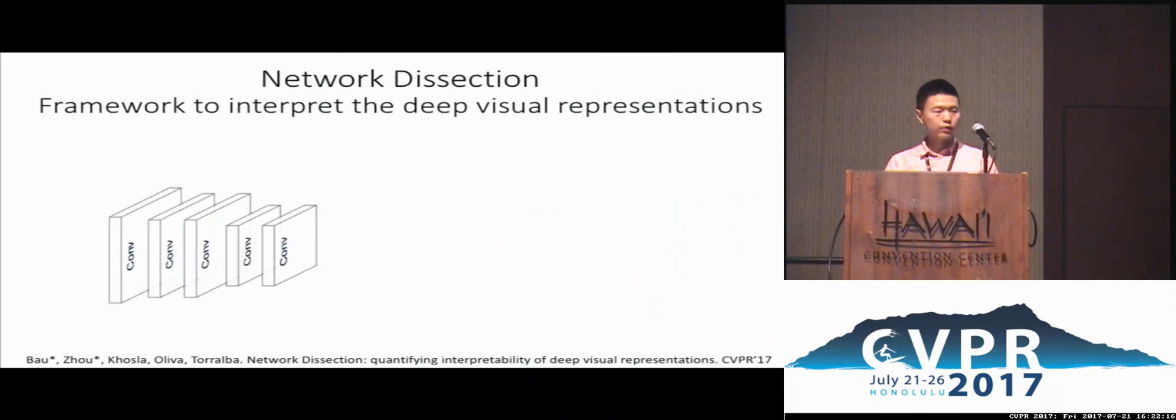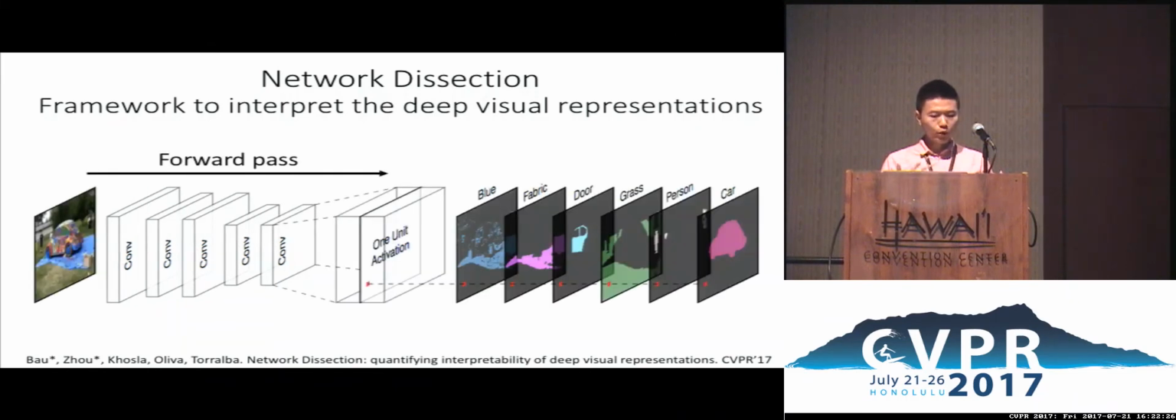So here we have Network Dissection. It is a general framework to interpret deep visual representations. Given any network, we chop off the fully connected layer. Then we feed in a lot of images with pixel-wise annotation. Those pixel-wise annotations have concepts from low-level concepts, like colors and textures, to high-level concepts, like dog, grass, person, car. Then we take the unit activation, upsample the feature map, and segment each of those concepts. Then we associate the most confident concept with each of the units.